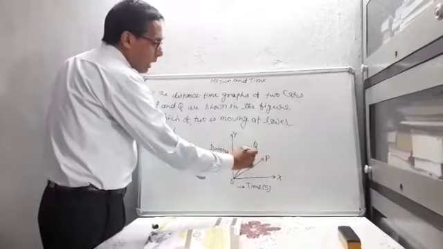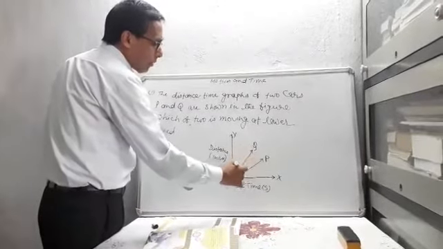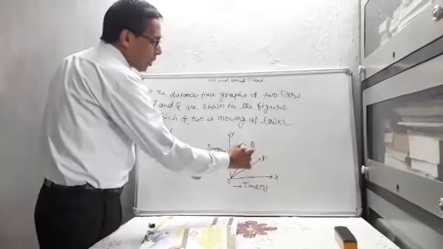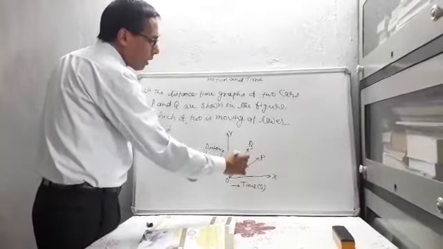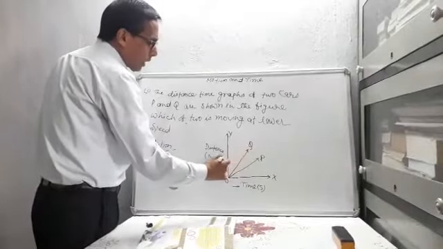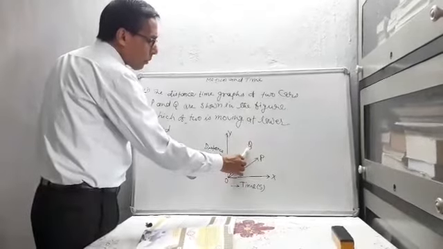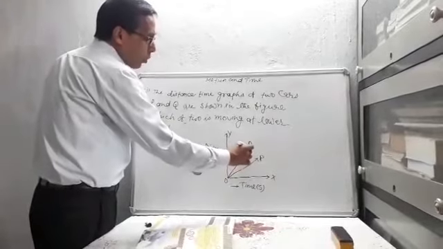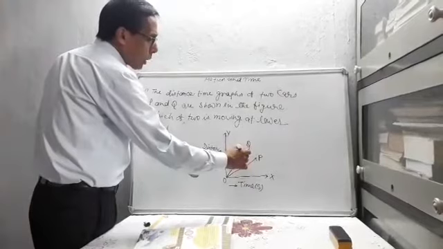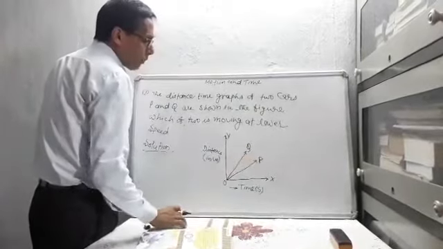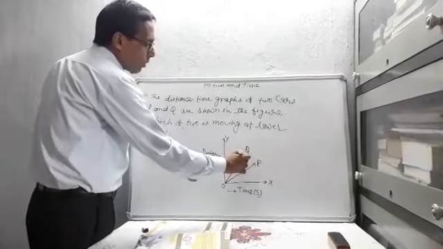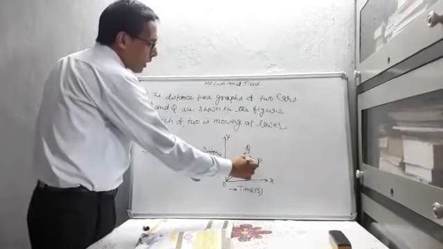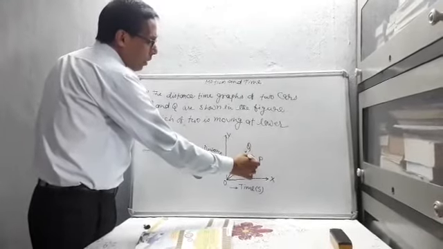If a straight line has a greater slope, then it is moving with higher speed. That is, if the graph between distance and time is steeper, it has higher speed. The OQ straight line is steeper than OP. So the straight line which is steeper has higher speed, and the straight line which is less steep has lower speed.